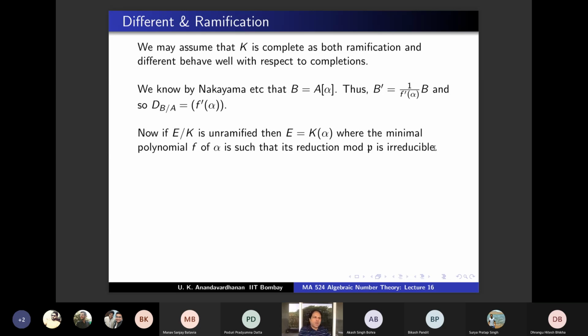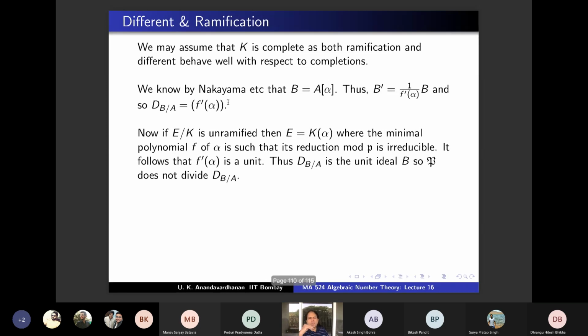If you have a polynomial whose derivative is vanishing, then there's a problem. So it's a small check. You conclude that f prime alpha is a unit. And if f prime alpha is a unit, then what is the conclusion? The ideal is generated by a unit. Therefore, it is the unit ideal, meaning the full ring. And if it's the full ring, then of course there is no prime which divides. This is what we wanted to show. In the unramified situation, primes will not divide. By completion, we needed to check only for the local situation, and this is a proof.